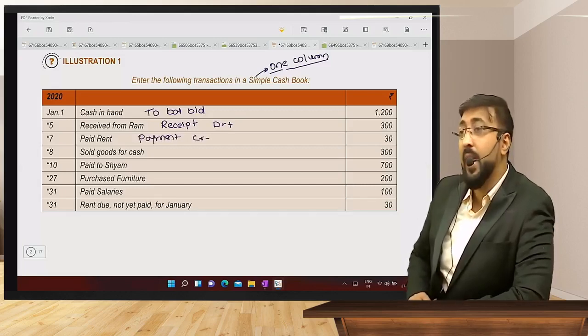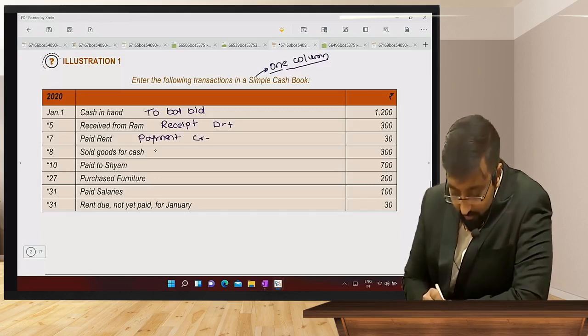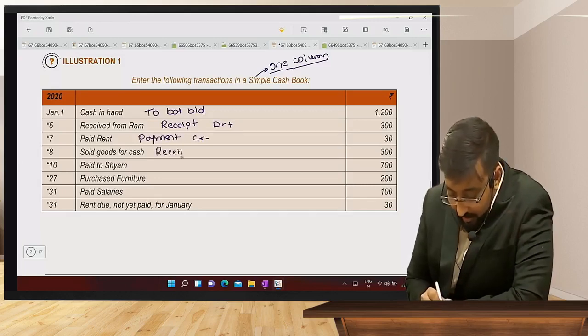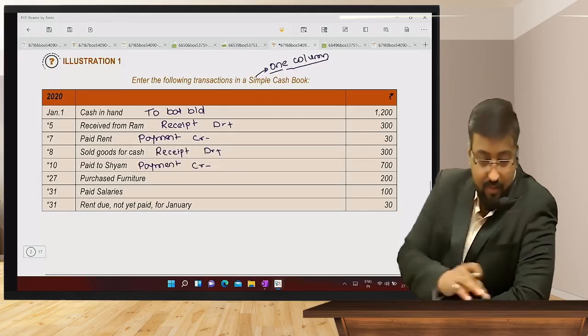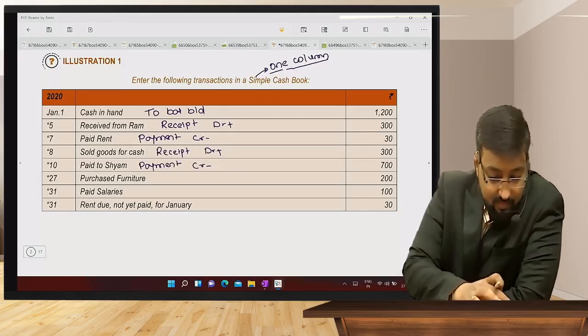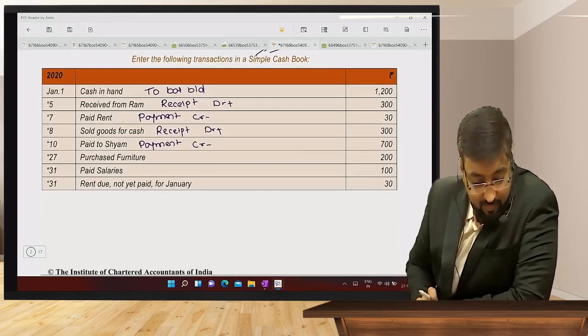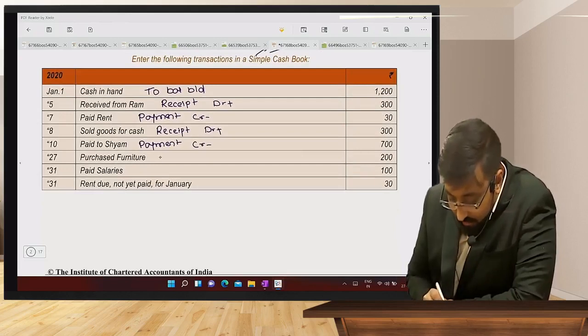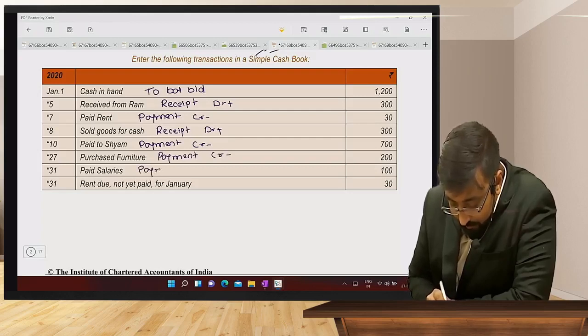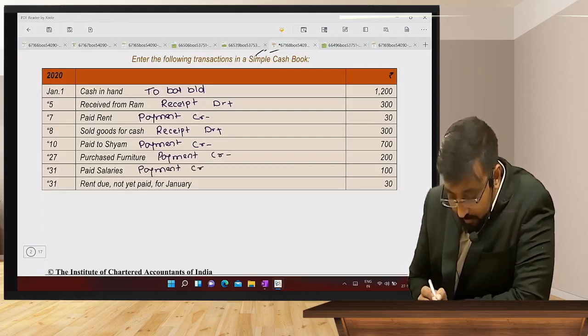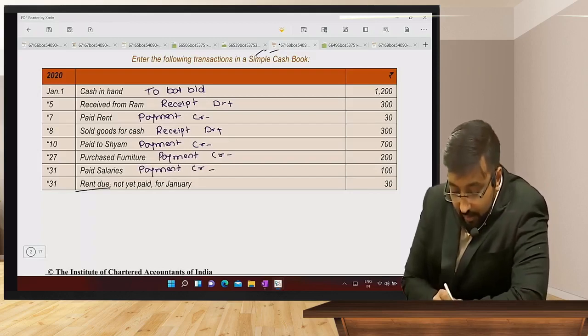Sold goods for cash. Receipt once again. Debit plus. Paid to Sham. Payment, credit minus. Next one, purchase furniture. Payment, credit minus. Rent due.